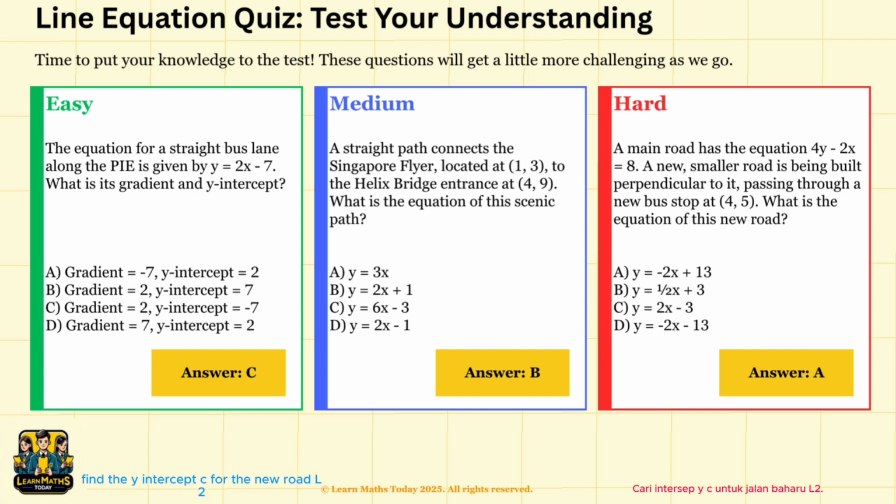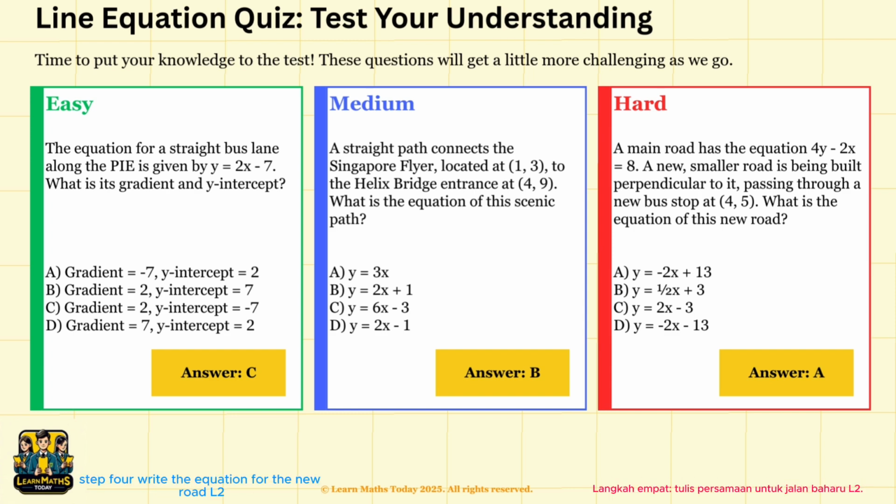Step 3. Find the y-intercept c for the new road L2. We use its gradient m equals to negative 2 and the point it passes through, 4, 5. Substitute into y equals to mx plus c. 5 equals to negative 2 multiplied by 4 plus c. This is 5 equals to negative 8 plus c. Add 8 to both sides, and c equals to 13.